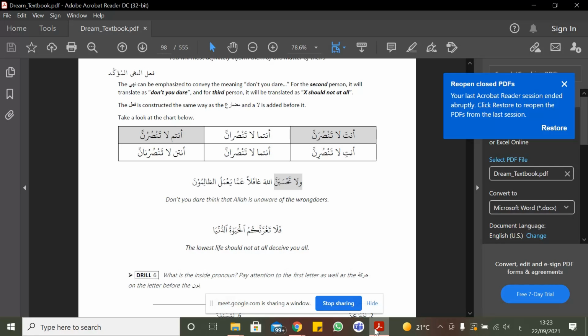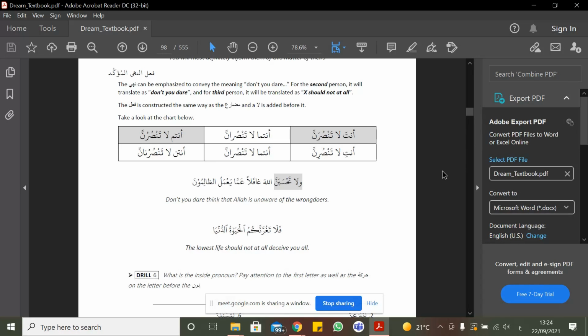And who will tell me when we're talking about the fi'l nahi, which rows of the fi'l mudari are we talking about? Just the anta and anti. Yes. Why? Because you can only tell somebody off if they're in front of you. Yes, you can only tell someone to not do something when they are in front of you. You cannot forbid somebody to do something when they are not present. There could be a suggestion, it could be an advice, right? But not a forbidding. Very good.